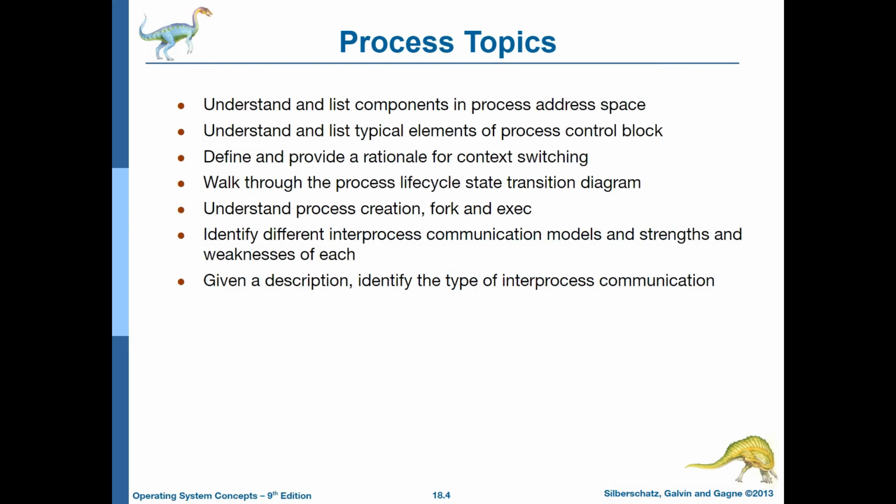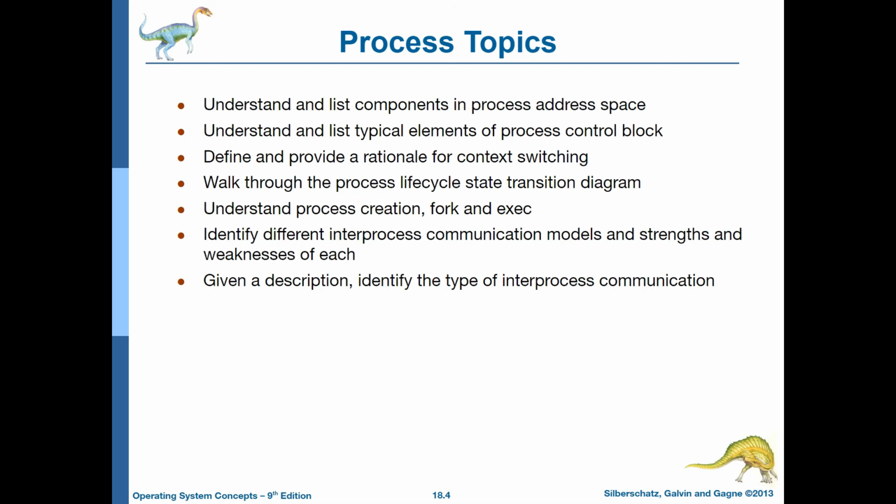You remember the address space diagram, the components in there: heap, stack, data, code/text. There's a diagram that you can look at. Understand and list the typical elements of the process control block. So what are some things in the process control block? Program counter, register values, address space locators. The address space itself isn't in the process control block, but the information on how to find the address space is.